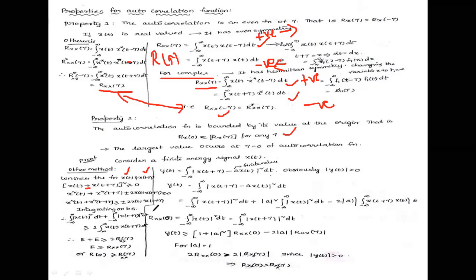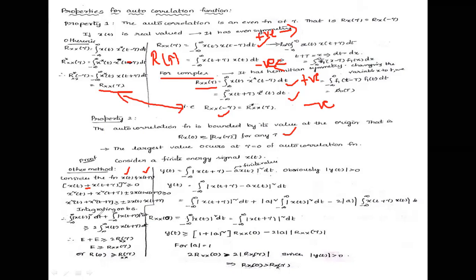Integrating on both sides, the integral from minus infinity to infinity of x square of t dt, and the second function, the integral from minus infinity to infinity of x of t plus tau whole square into dt, is greater than or equal to. Again, in the right hand side also, I'm taking the integral, 2 into the integral from minus infinity to infinity of x of t, x of t plus tau dt.